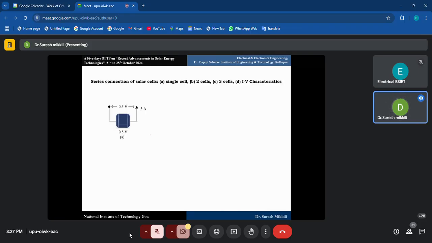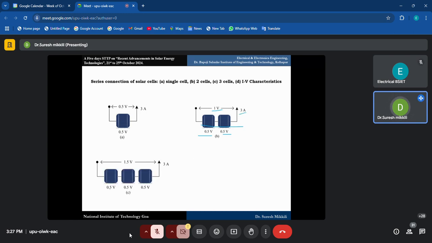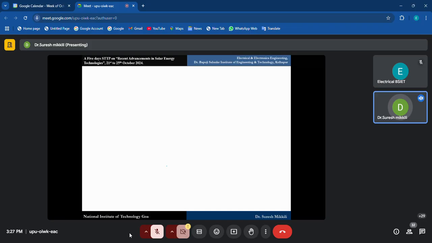Similarly, when the PV cells are connected in series, with two cells in series, the voltage will be added together, 0.5 plus 0.5, so you get 1 volt, but the current through the cells will be the same, 3 amperes. When three cells are connected in series, the voltage is 0.5 plus 0.5 plus 0.5, which is 1.5 volts, and the output current is 3 amperes. So this is what we have seen.